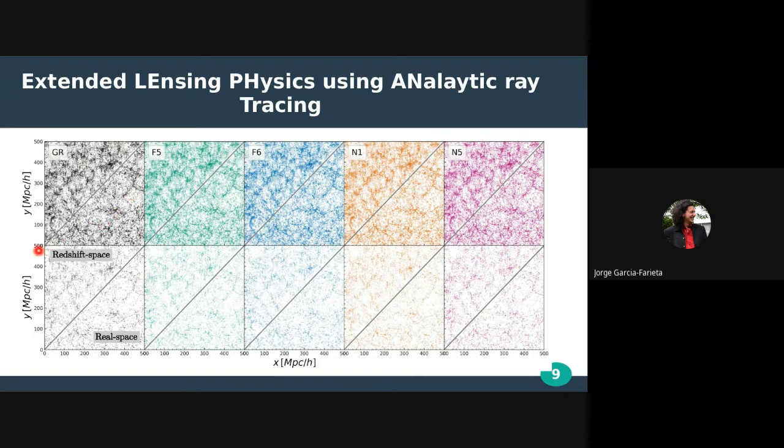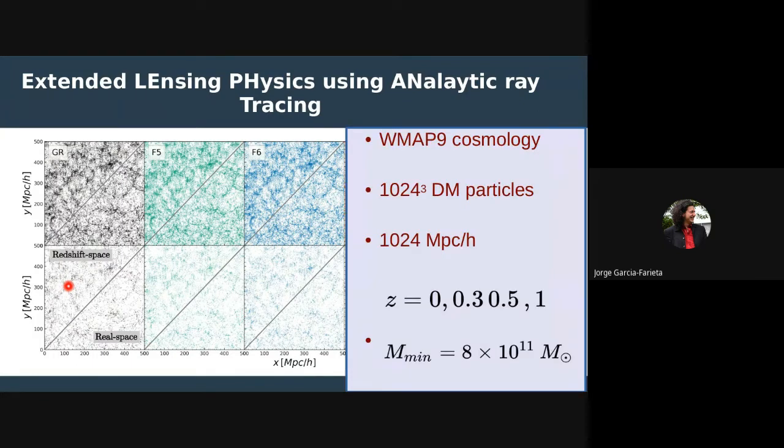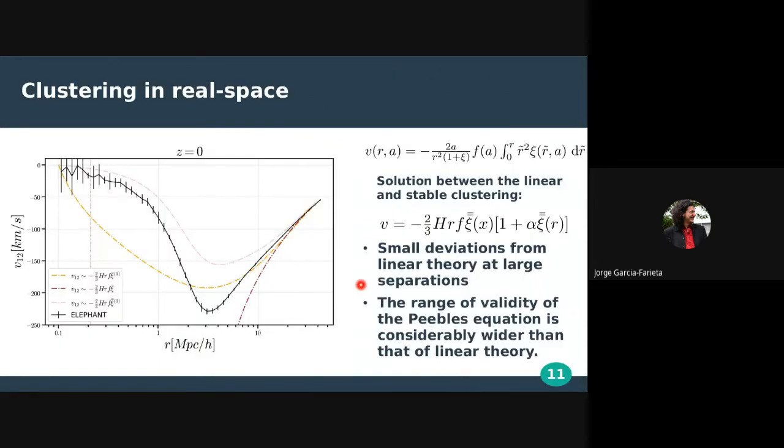The upper panels show the distribution of halos, while the lower panels correspond to a population of galaxies. The triangles correspond to the distribution in real space, as we have here. The lower triangles and the upper triangles correspond to the mapping in redshift space. The simulations correspond to WMAP cosmology in a box of 1 gigaparsec with about 1,000 million dark matter particles for 4 different redshifts, with a minimum mass as indicated here, 8 times 10 to the 11 solar masses.